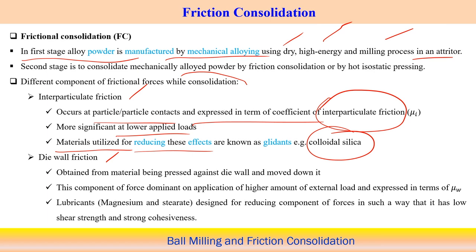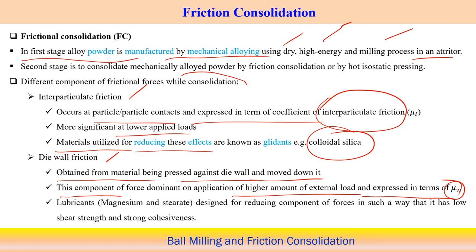Now die wall friction means that at the wall, there is friction from the material being pressed against the die wall as it tries to move down. So friction is active at the die wall, and this component is dominating when a higher amount of external load is there, and it is expressed in terms of mu w. So wall friction is there during the consolidation with the application of hot isostatic pressing, and we can represent the coefficient of friction between the wall and the particle.